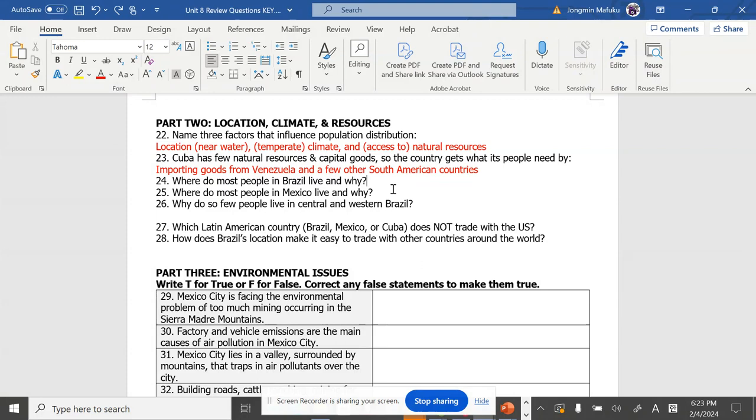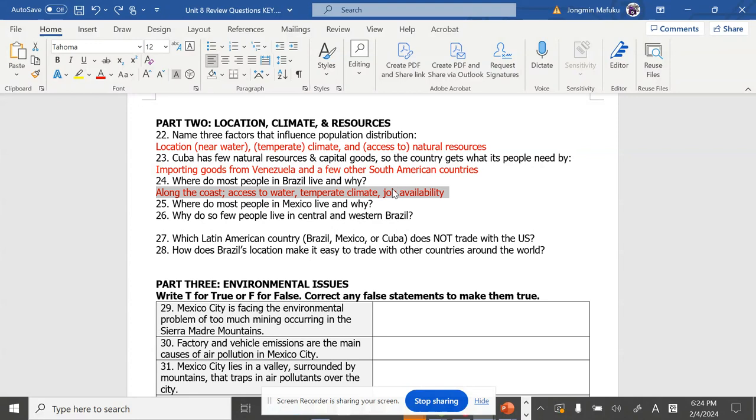24. Where do most people live in Brazil? We know in Brazil, there's rainforest. So a lot of people want to live near there, but specifically, people want to live where there are more jobs. And how do you make the most jobs? By trading, by trading through the Atlantic Ocean. So people live along the coast of the Atlantic Ocean. It has access to water, which is perfect, and you can trade, which is perfect, and it has a lot of jobs. The temperature is not bad as well. So most people live in that coast area near the Amazon rainforest.